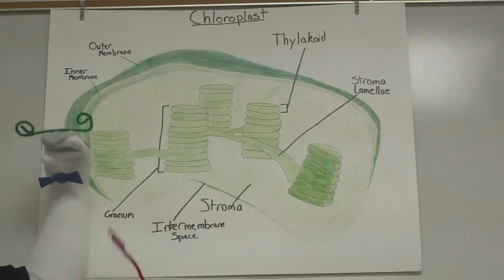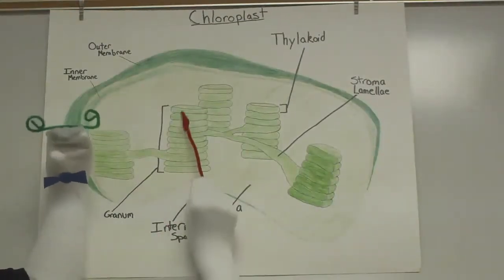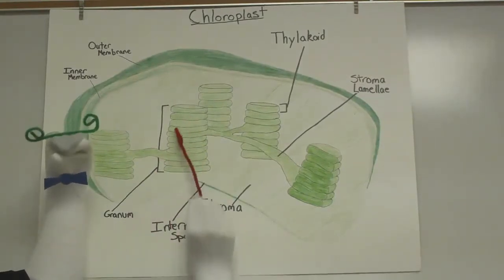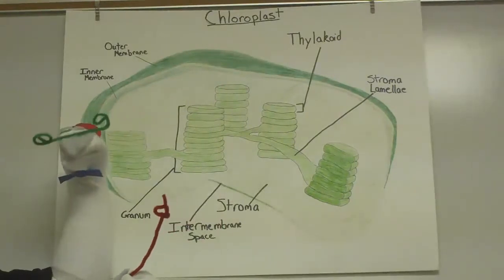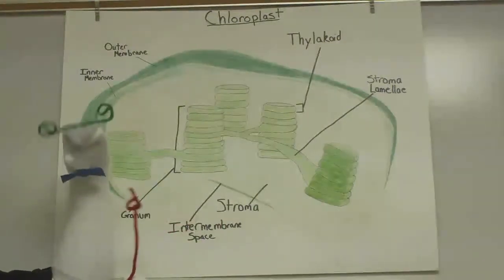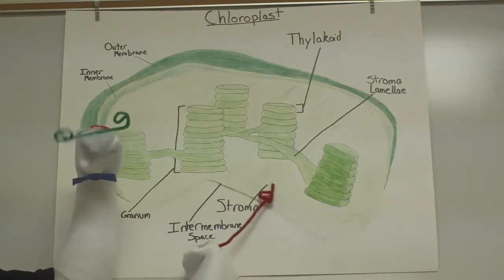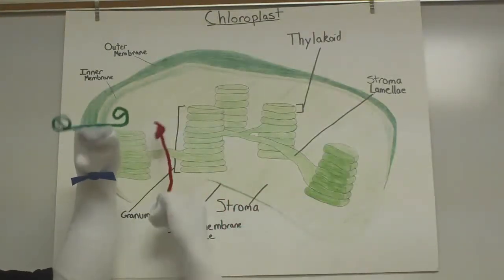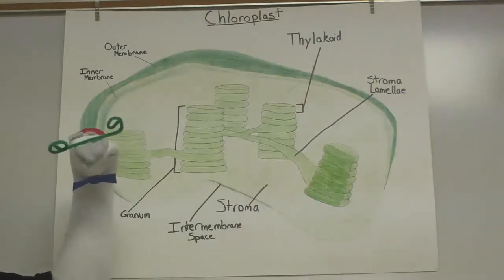The second structure of a chloroplast is called the granum, and it is actually made up of a stack of thylakoids, much like a hot stack of pancakes at breakfast. The third structure of a chloroplast is actually not a structure at all. It is the empty space in the chloroplast, called the stroma, where the light-independent reaction, or Calvin cycle, occurs.